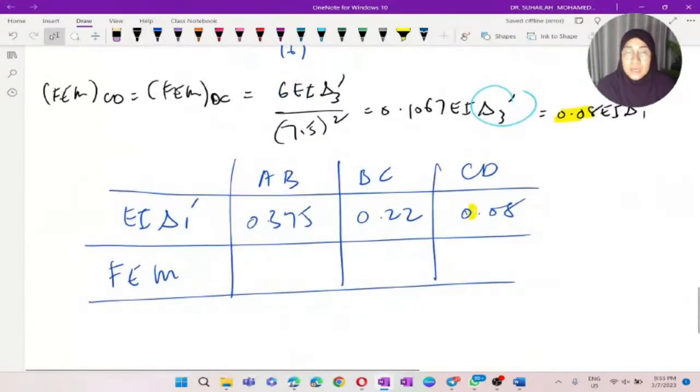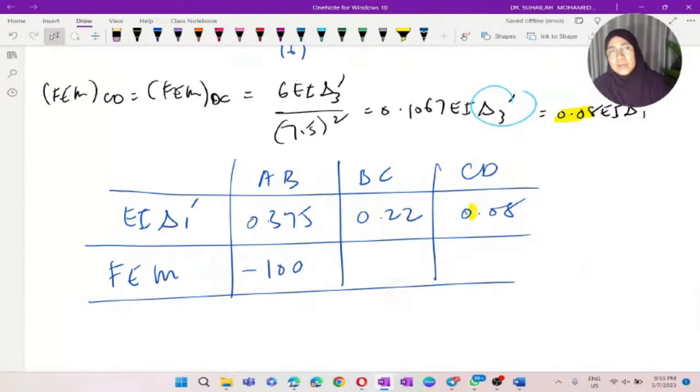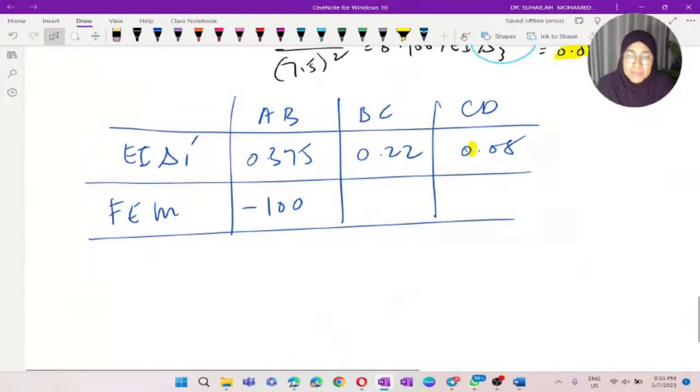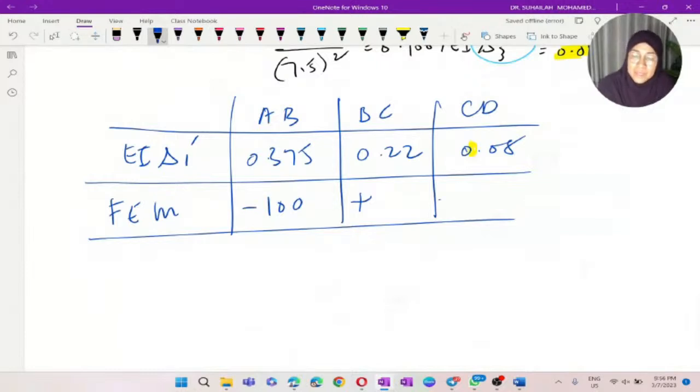Okay, assumption. We have to assume that FEM moving towards right direction for member AB is negative 100. Negative means the frame is moving towards right direction. And for BC, the value should be positive because of the behavior, and for CD, the FEM will be negative also due to behavior. So how to determine this negative?